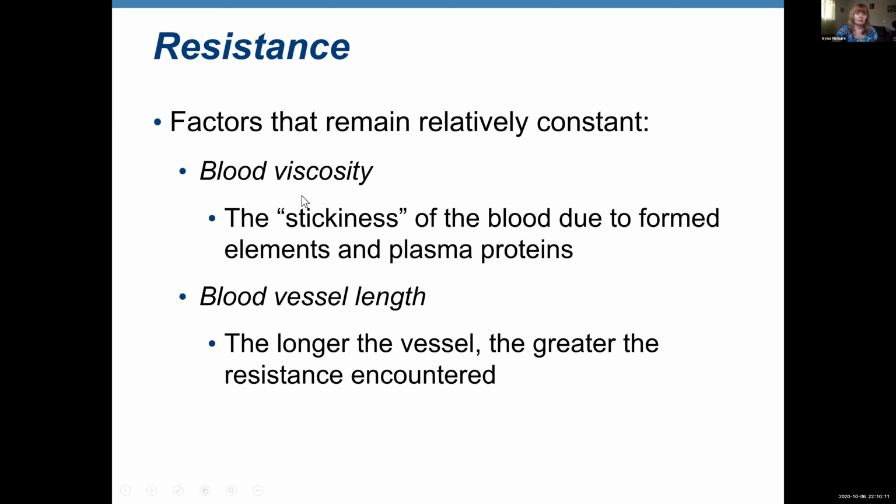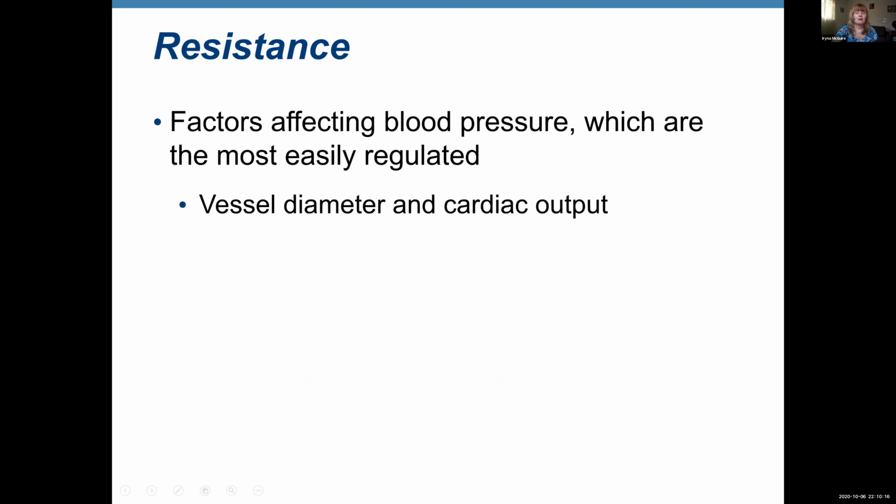Now, those were the factors that remain relatively constant. We do have factors that affect resistance but can be regulated, and these would be vessel diameter and cardiac output. Vessel diameter involves vasodilation and vasoconstriction. Your blood vessels have smooth muscles in their walls that allow them to contract and constrict those vessels, or relax and dilate them.